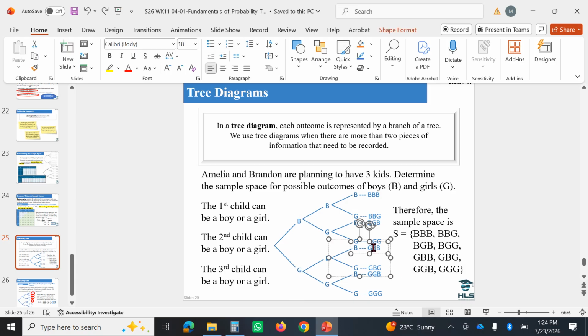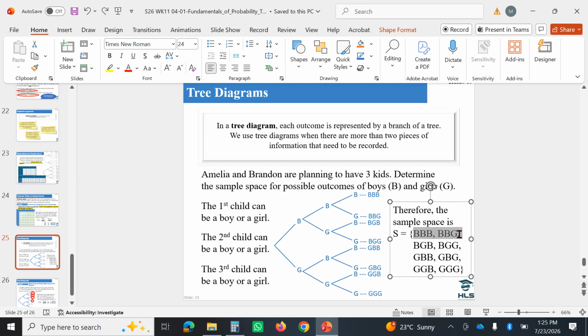Eldest sibling, middle child, youngest child. Not the case here. In this case, the oldest child would be a boy, the middle child would be a boy, and you'd have a little baby girl. She would be the youngest. So the whole idea here is that order does matter. So in this case, the sample space is 1, 2, 3, 4, 5, 6, 7, 8.